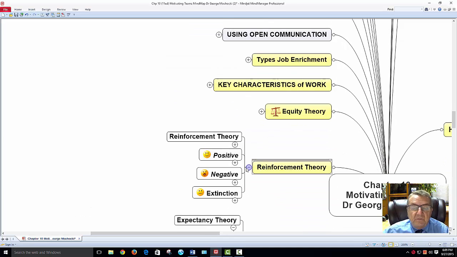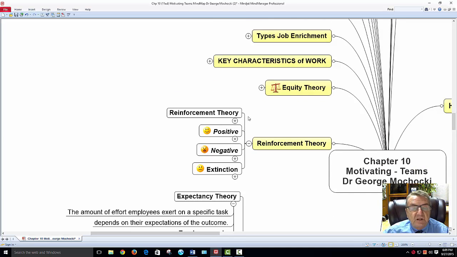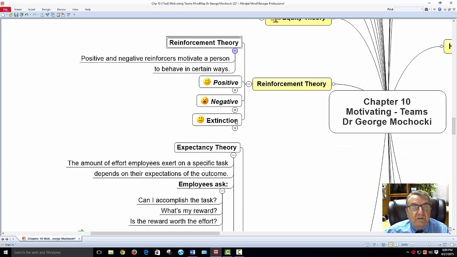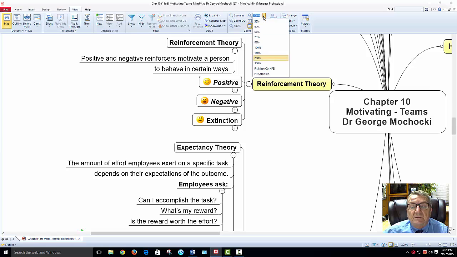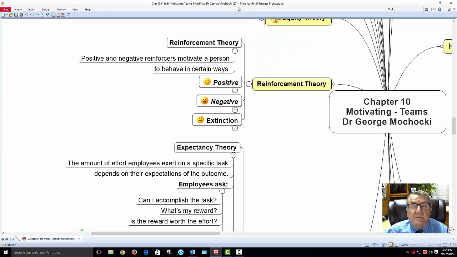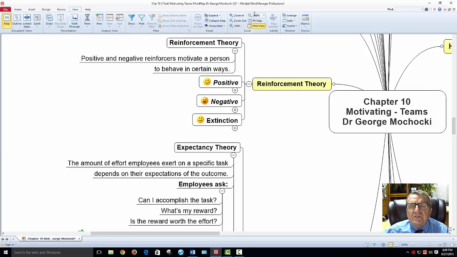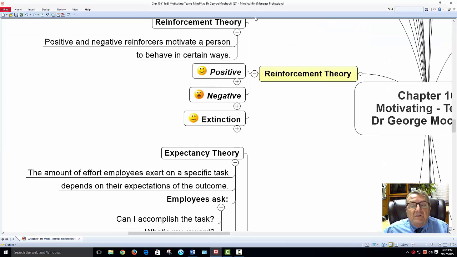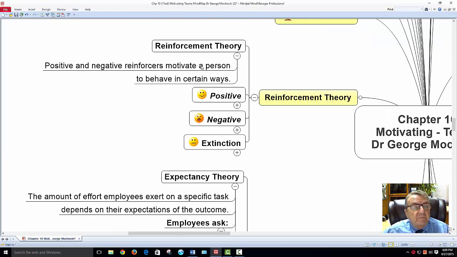reinforcement theory. Now, reinforcement theory from psychology, let me just make this a little bit bigger. Hang on, 200. Sorry, just so you could see it, because some people are looking off their smartphones. Let's go 250. Okay. So let's look at the reinforcement theory.